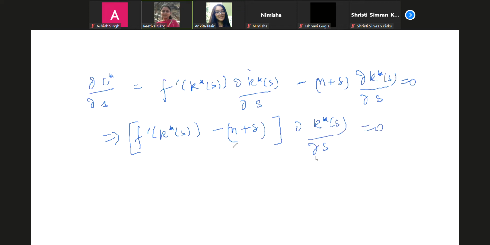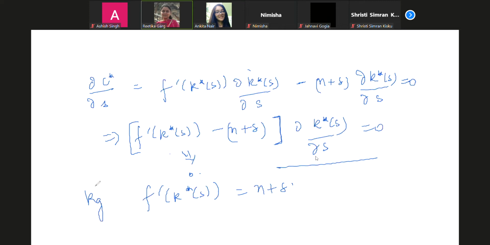All right. We get this expression that you see on the screen as a final one. When you differentiate this, you will end up with this. Notice that this term will be 0 when the term inside the square bracket is 0, because del K star by del S is not 0. The only way this can be 0 is that this term is set equal to 0. So you will have f prime of k equal to n plus delta. That's the condition you end up with.